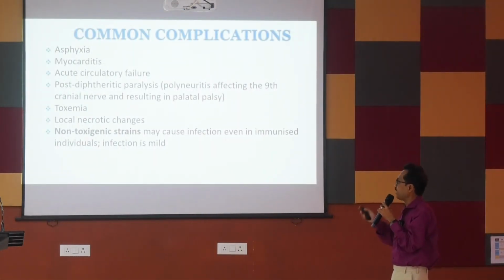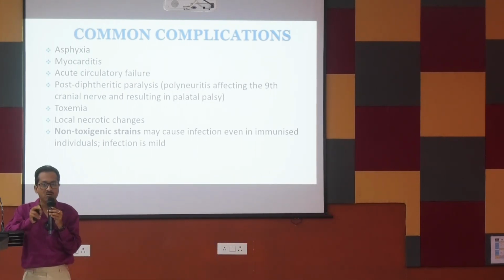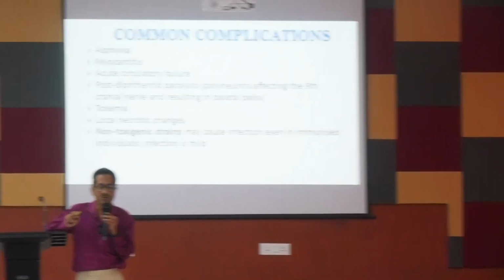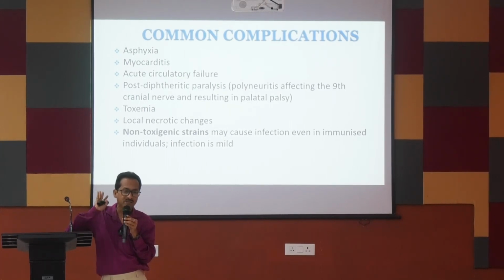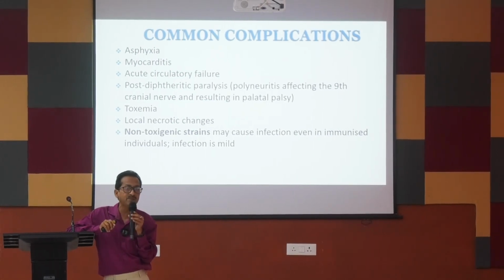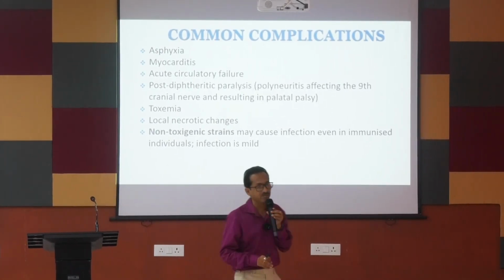Common complications: there may be asphyxia, myocarditis, acute circulatory failure, and post-diphtheritic paralysis. Polyneuritis can occur involving the cranial nerves, local necrotic changes, non-toxigenic strain. Here are two MCQs I have intentionally not given the answers to. What is the first muscle involved in Corynebacterium diphtheriae? The muscle which is first involved in diphtheria is palatopharyngeus. Palatopharyngeus is the first muscle that is involved in diphtheria.